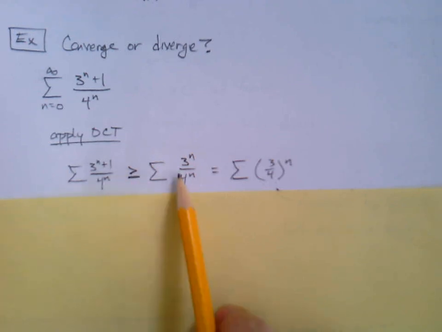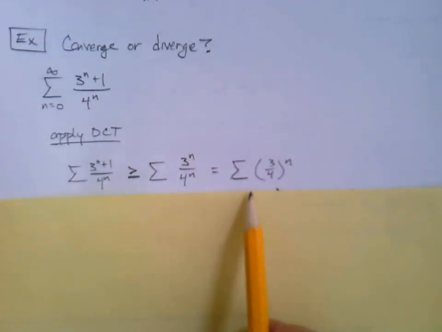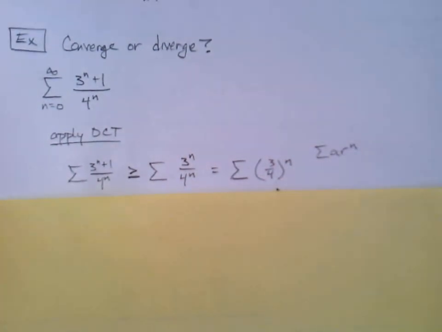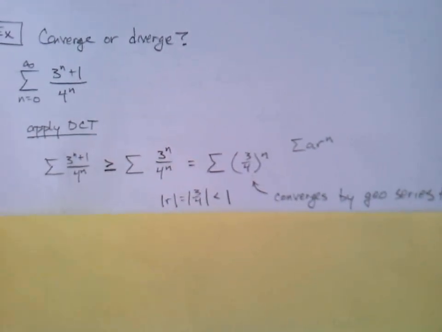Why would I like to get rid of the plus 1? Because then I can think of it as 3 over 4 to the n. Why is this nice? Because that looks like this. That's a geometric series. And in fact, it converges, right?